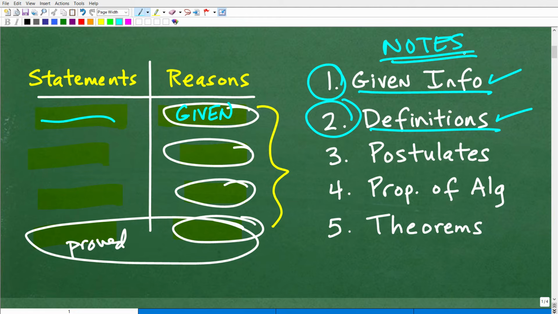But you need to have access to all the stuff that you've learned up to a particular point in your math course, okay? So that's definitions. Now that goes along with postulates, okay? So a postulate, right, is different than a theorem, okay? A postulate basically is something that we are kind of given. We prove theorems, okay? Postulates are kind of given to us.